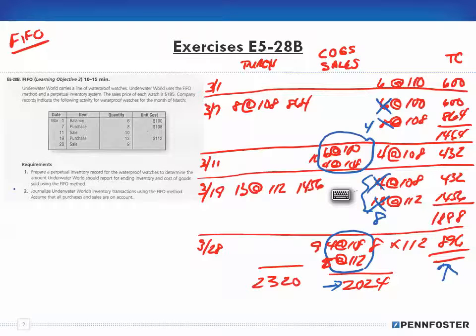So now it tells me that I need to make journal entries. Journalize the transactions. Assume that all purchases and sales are on account. Okay, so on March 7th, we're buying 8 at 108, so that's 864, and it's on account. So we're going to credit accounts payable for 864. I have to debit something else, so I'm going to debit inventory. So that's my entry for 3/7.